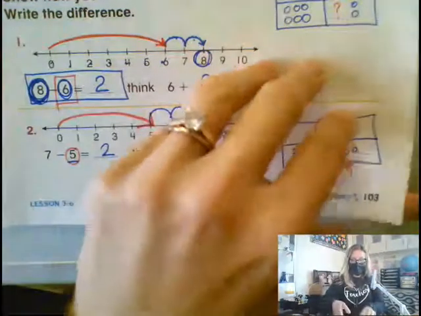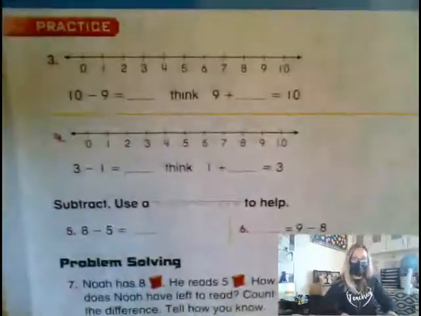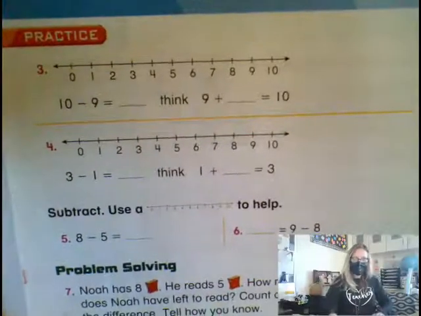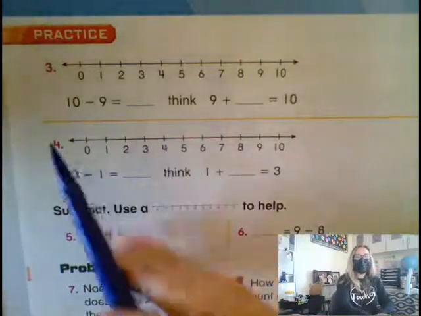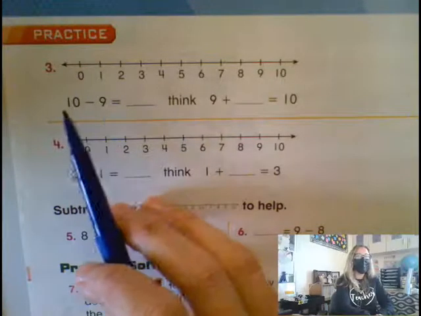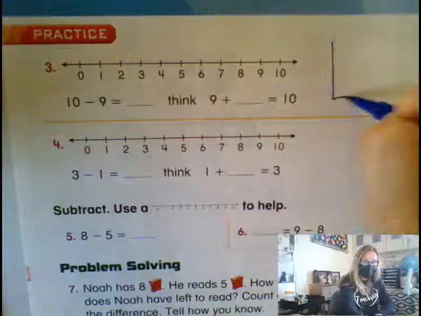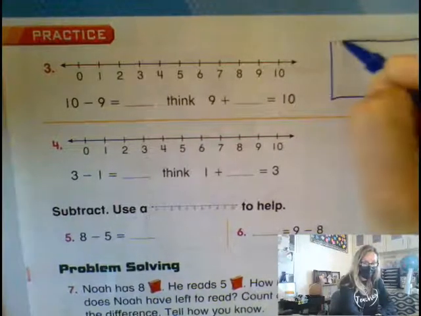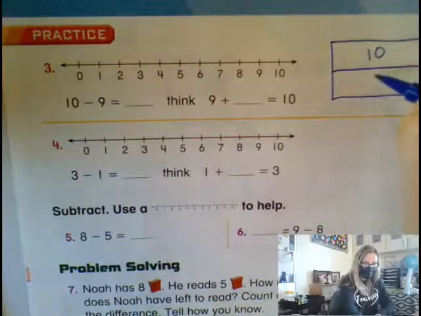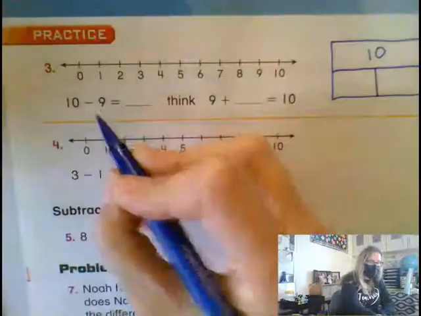Excellent, friends. Go ahead now and turn the page to 104. We're going to start at the top of 104. And it's asking us 10 take away 9. So 10 is our whole, right? 10 is the big number. That's the total, 10. And then how many am I taking away, Serafina?